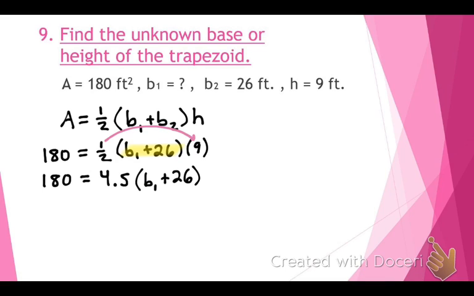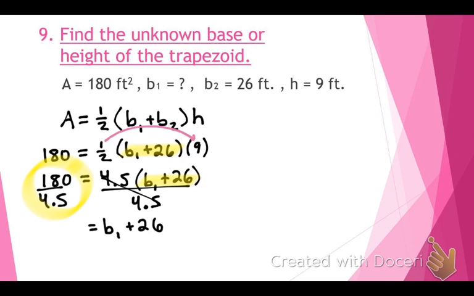Now, drop down that B1 plus 26, and please make sure you still keep it in parentheses. This is where a lot of people messed up. If that was you, go ahead and erase what you had on your paper. What do I want to get rid of? 4.5. What should I do to it? Divide both sides by 4.5. This cancels out. What drops down on the right side? B1 plus 26. Then, what is 180 divided by 4.5? 40.